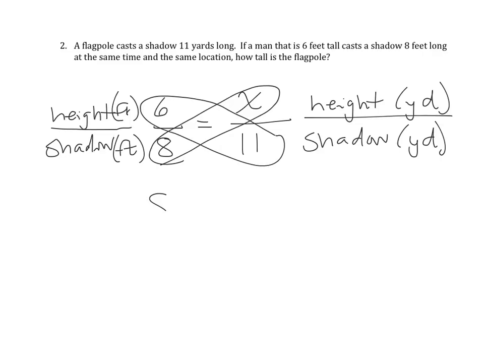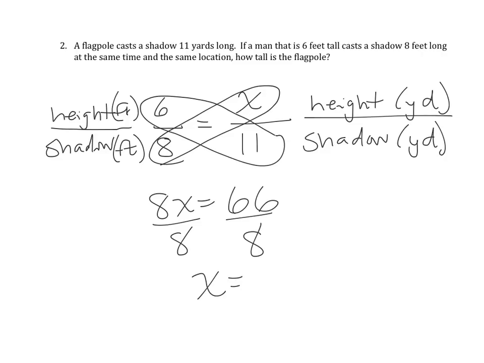So 8 times x is 8x. 6 times 11 is 66. Divide both sides by 8. Well, 66 is not divisible by 8, but it's a good idea to get a mixed number here. So 66 over 8 does go in there 8 times. There is 1/4 left over. So it's going to be 8 1/4. Whoops, not a half. 8 1/4. And then the answer here would be in yards.